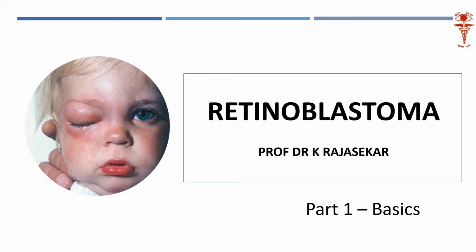Dear students, today we are going to spend our time with retinoblastoma. There are many ocular tumors that occur in children and adults. In children, the most common ocular malignancy is usually retinoblastoma. And in adults, the most commonly seen ocular malignancy is malignant melanoma, or choroidal melanoma.